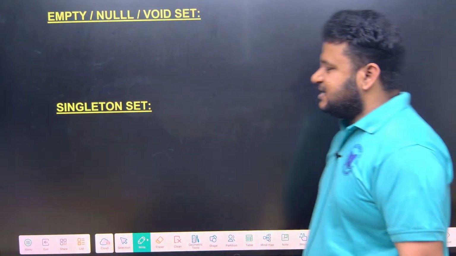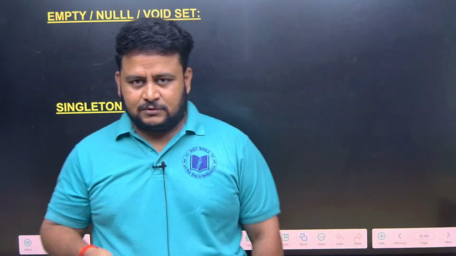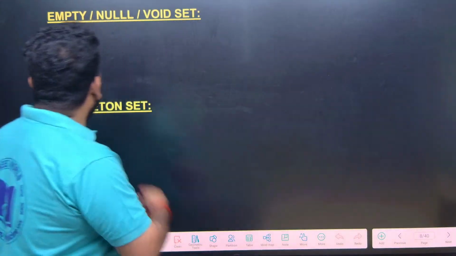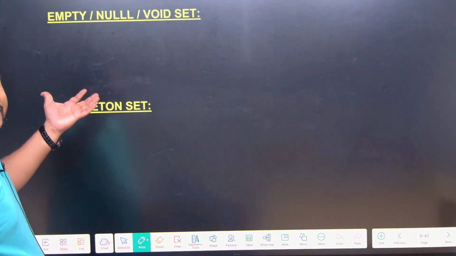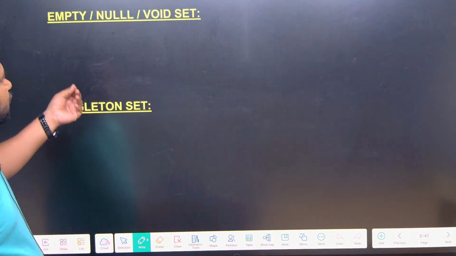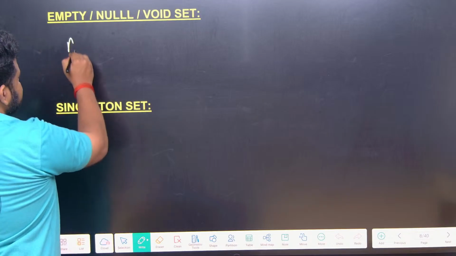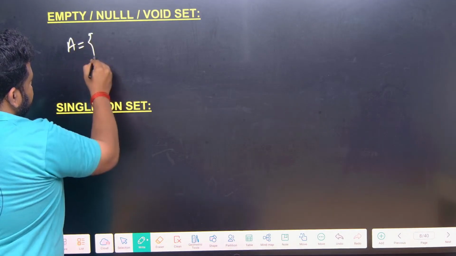Now let us study some types of sets. First thing we have is the empty, or null, or void set. The word itself indicates empty or null or void set. So suppose I represent A like this.